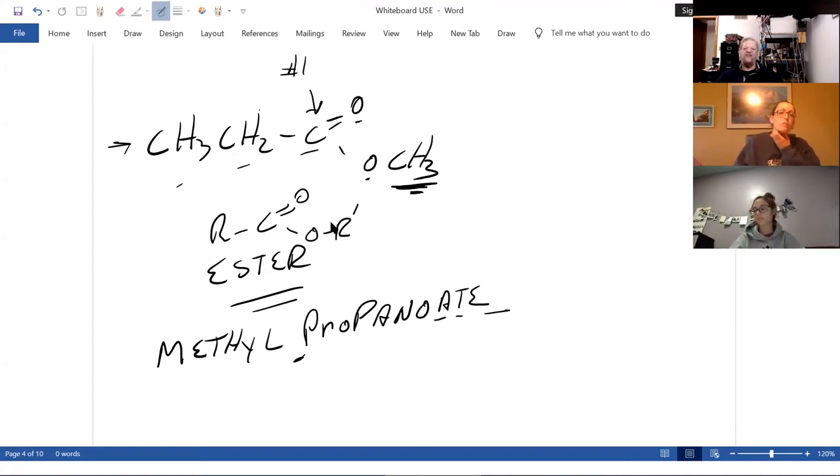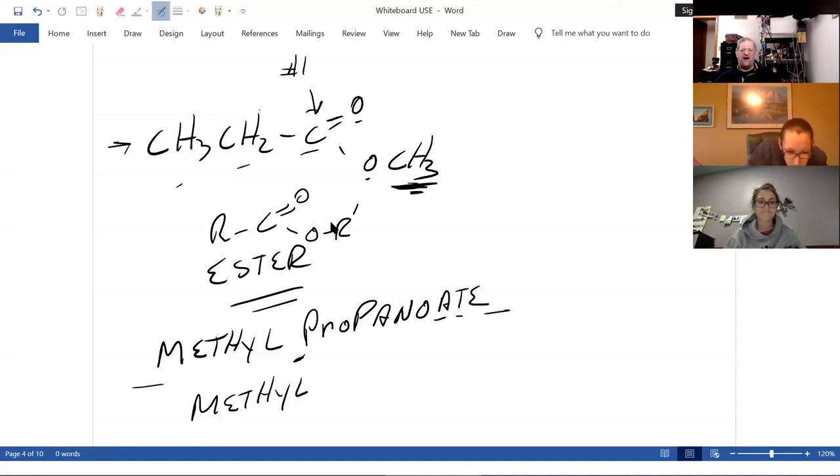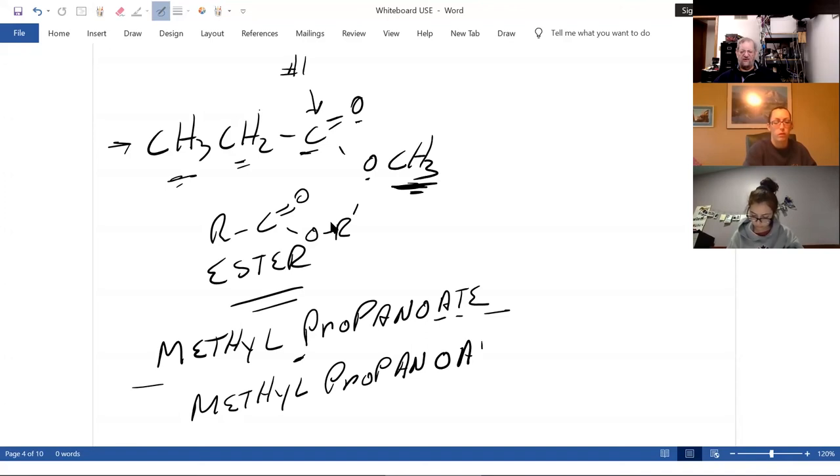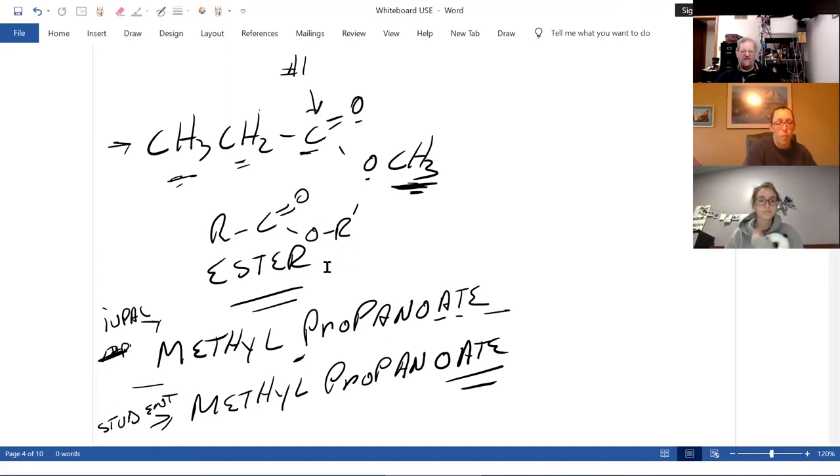Now that's one method. The other method, which my student came up with, what works real good, is name R prime as an alkyl group, methyl. Next, find how many carbons are in the longest chain with the carbonyl carbon and name that as an alkane, propane. Drop the E, and now here he added O-A-T-E. And this is the IUPAC way, naming the carboxylic acid, and this is a student's way. Except for when R is a benzene ring, it works. Let's do another one. I'll do it.